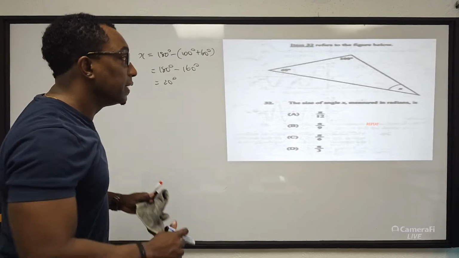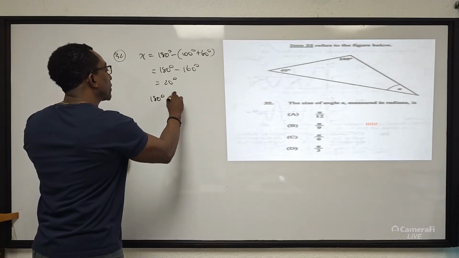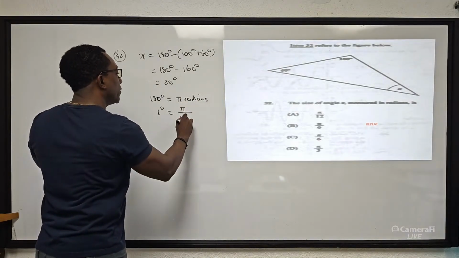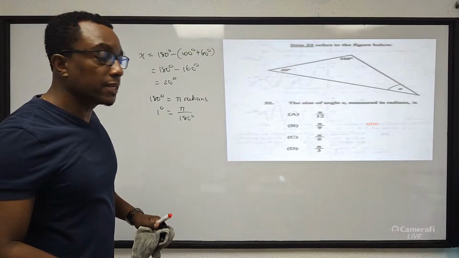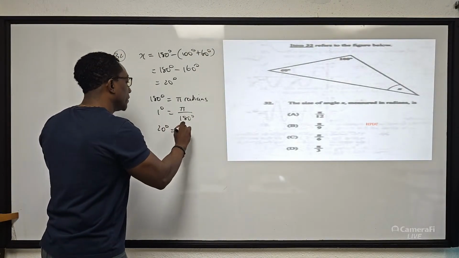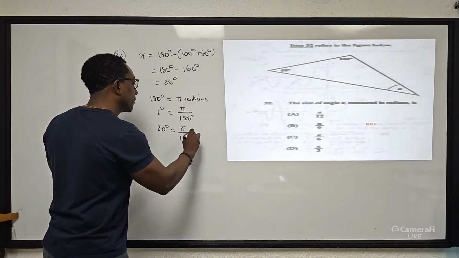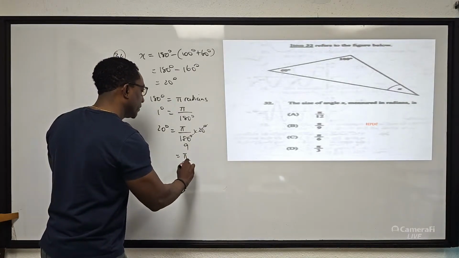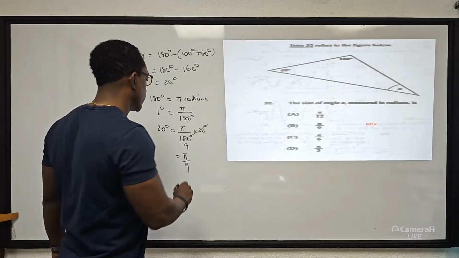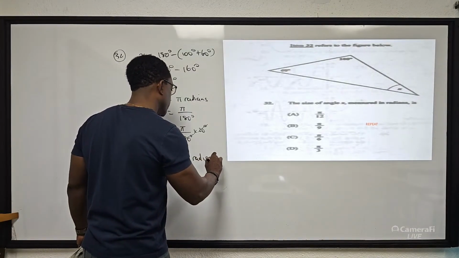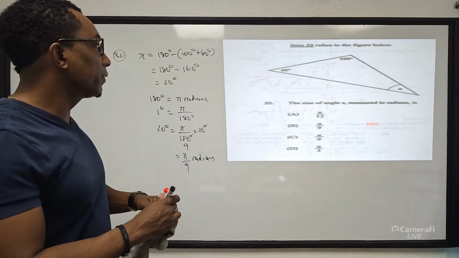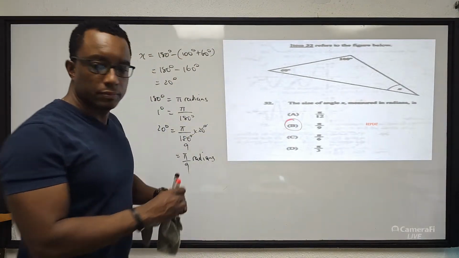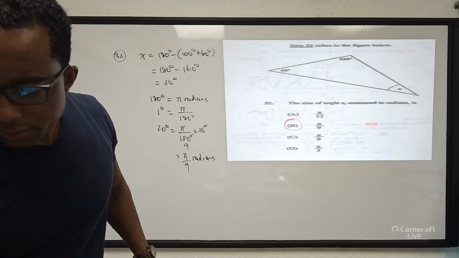But we have to know to convert degrees to radians using our relationship: 180 degrees is equal to pi radians. 1 degree is pi over 180, and therefore 20 degrees is pi over 180 by 20, which gives us pi over 9 radians. So the answer for question 32 is B. Alright, let's move on to 33.